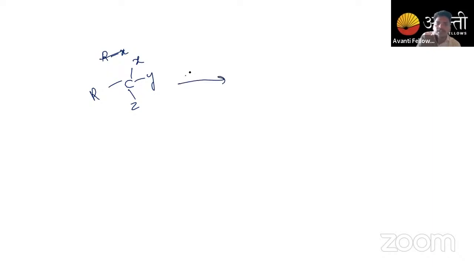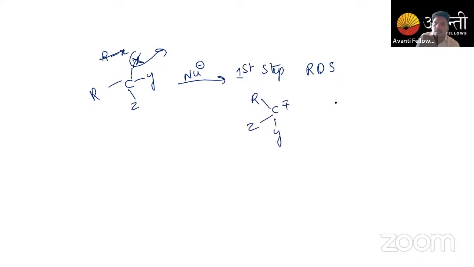So now if any nucleophile is attacking, what is the first step? First step is the rate determining step. Let's suppose here X is a halogen. After X is leaving, you are going to get a carbocation. Now this carbocation, you have to check the stability first.